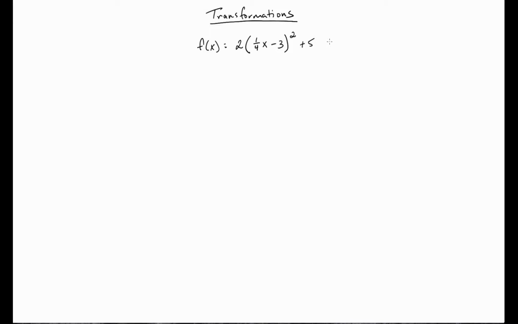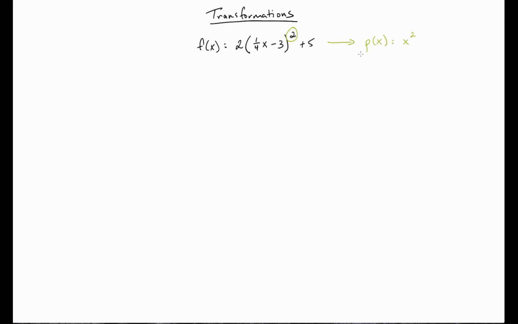Now, if we're going to talk about how this is changing based off of its parent function, well, we should identify the parent function. When we're identifying the parent function, really we're just looking for, if we stripped out all the addition and multiplication and all that stuff, what would we be left with? Well, we'd be left with a squaring function or a parabola. So our parent function here is just x squared. Now, our goal is to figure out how to compartmentalize our transformations. And we're going to do that by first identifying our horizontal versus vertical transformations.